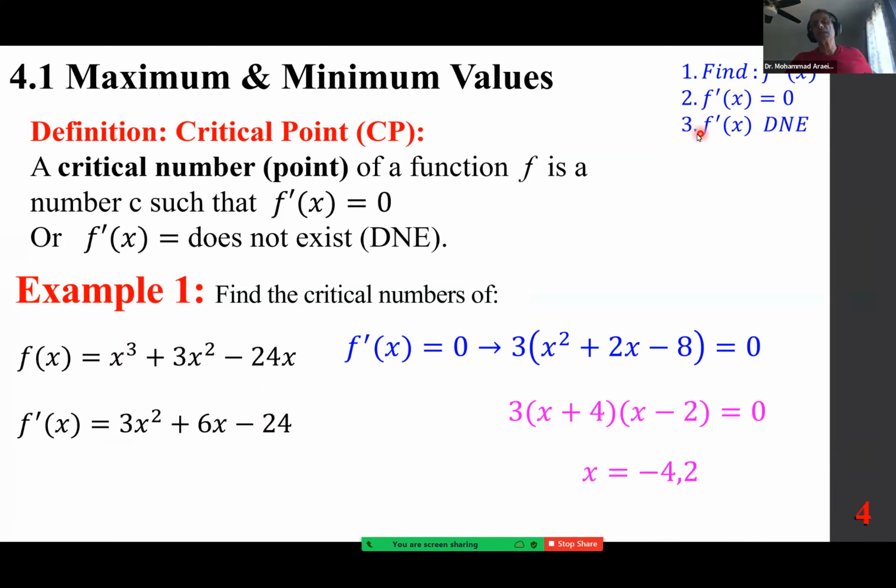The third step says f prime DNE, does not exist. And when you look at f prime, it's a polynomial of degree 2, or a quadratic function, which exists everywhere.